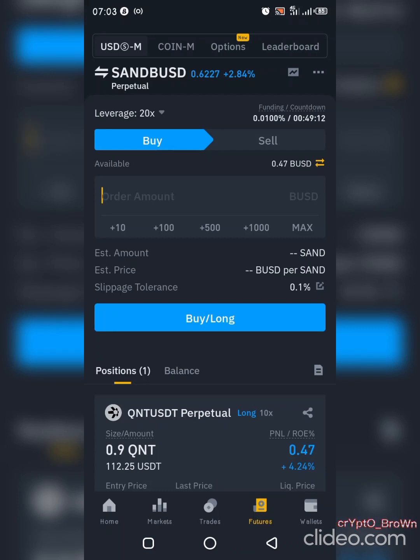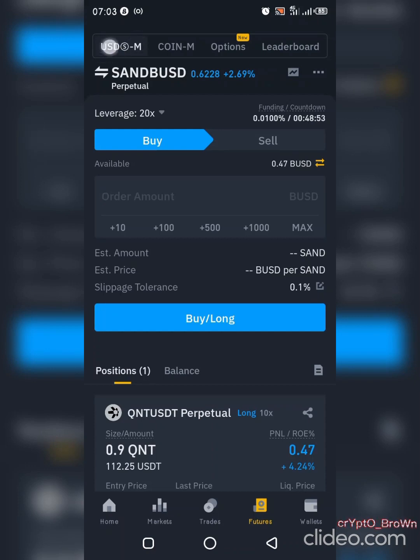Now, when you enter into futures trading, this is what you see. Usually, as a beginner, you'll be introduced to the light version. Some of us will not be introduced to the light version; you may be introduced to the advanced version. I'll show you how you can change this later on. But before that, let's talk about what you are seeing on the screen right now.